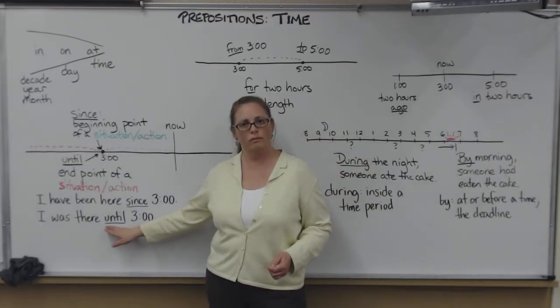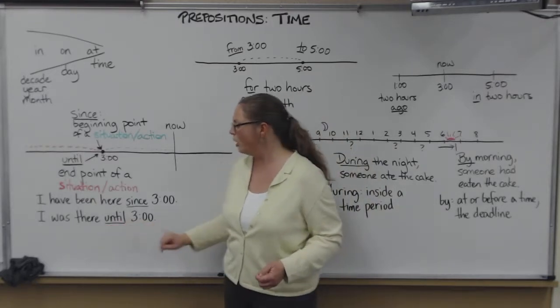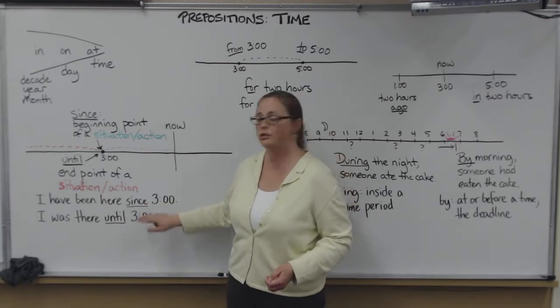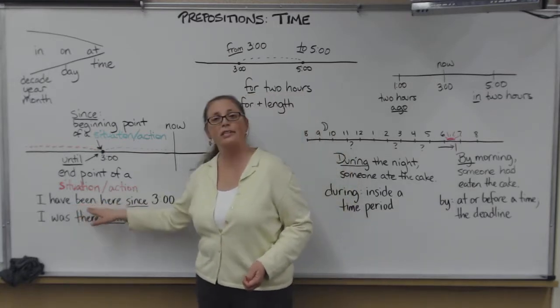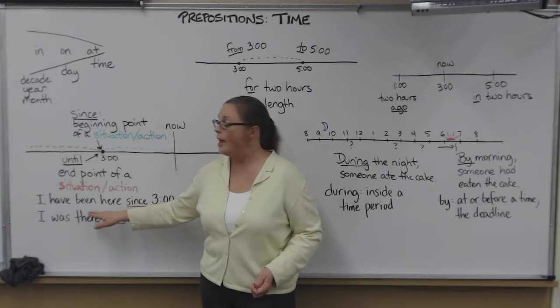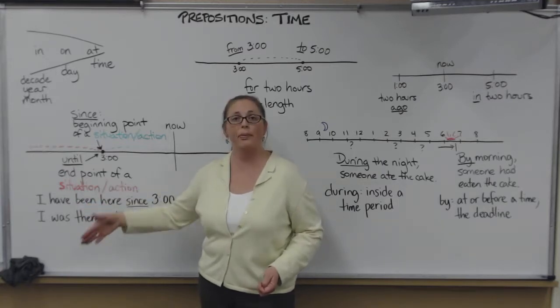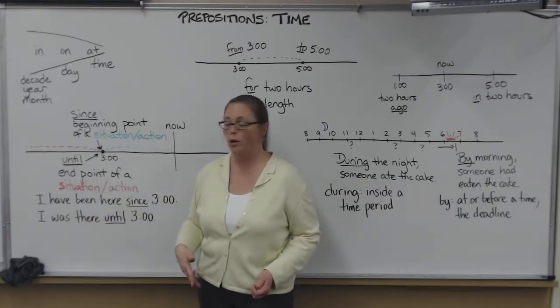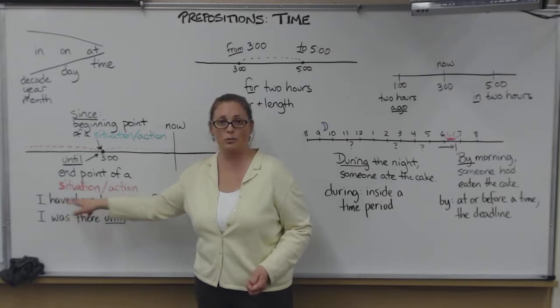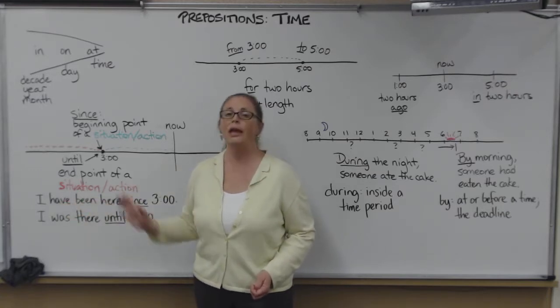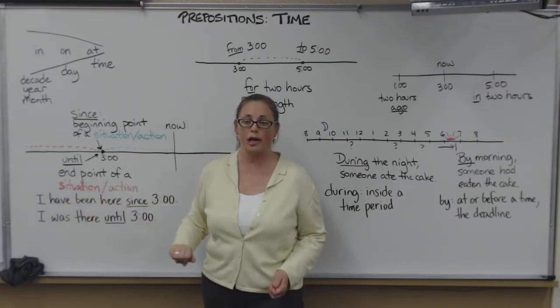So, until is used. Notice also that with since you want to use a present perfect verb because it is from the past until now. So have or has plus the past participle in the main clause.